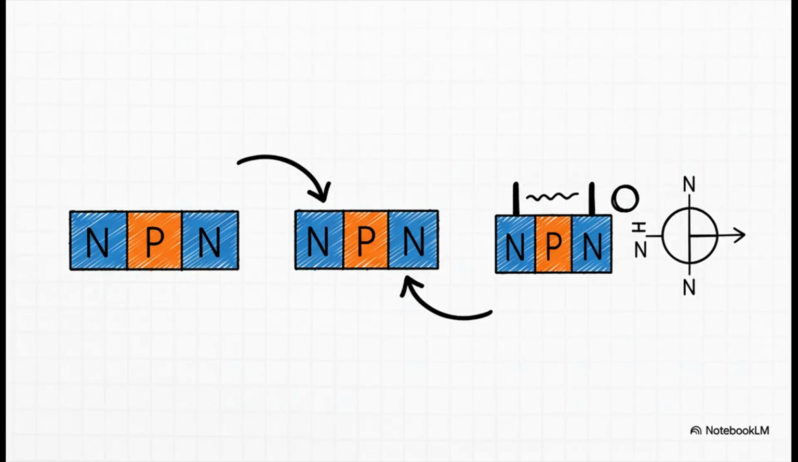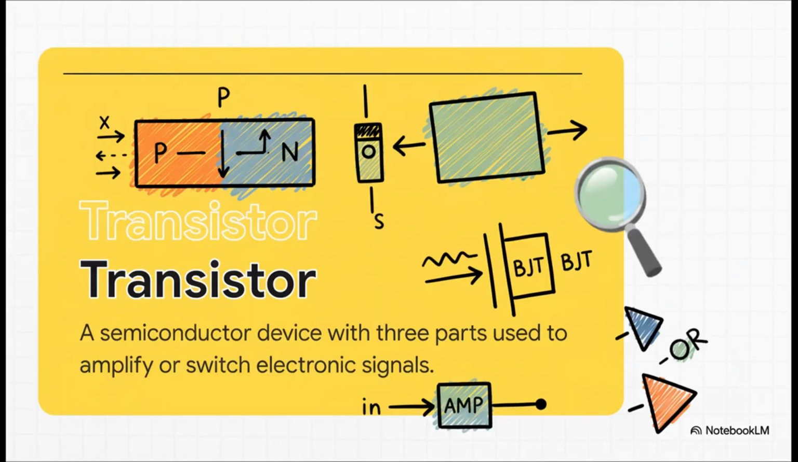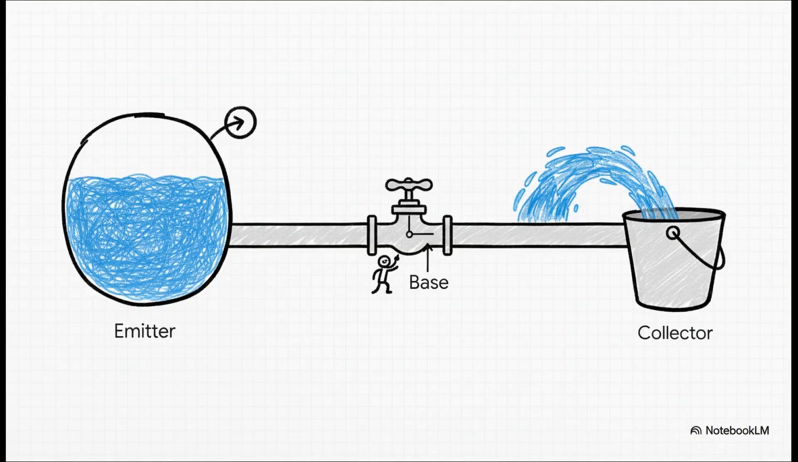Now this is where it gets really cool. We started sandwiching these junctions together, creating the transistor. This little device has three parts, and it can act as either an amplifier or a switch. Think of it like this. The emitter is the source, the collector is the destination, and the base is the gate.